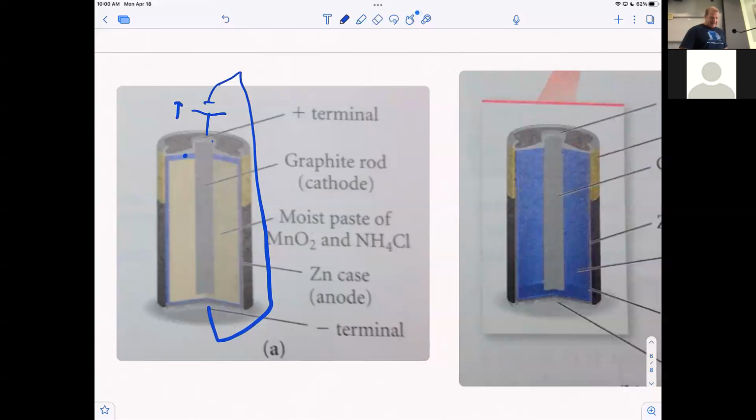What is happening here is the zinc on the outside of the battery is going to corrode, and there's this moist paste that has magnesium oxide and ammonium chloride in it. That acts as the salt bridge, and the zinc comes into solution as zinc ions. I don't know which reaction this one's going to be. Magnesium oxide, it's going to do something.